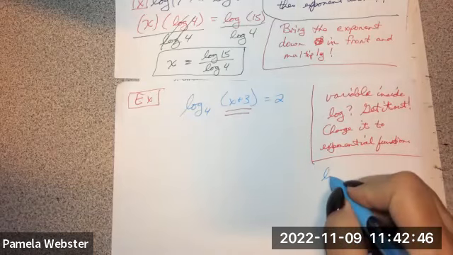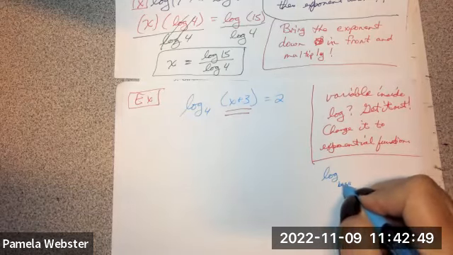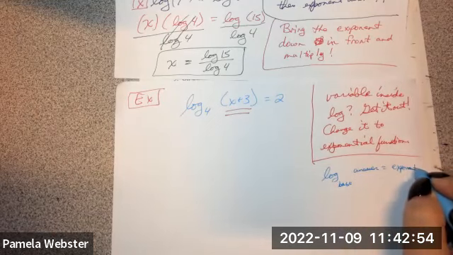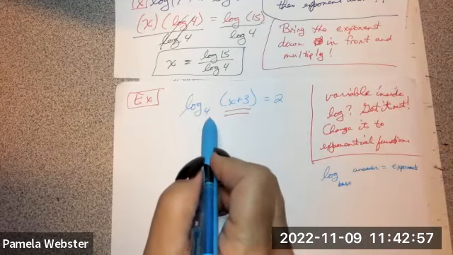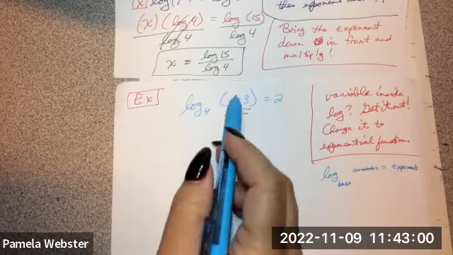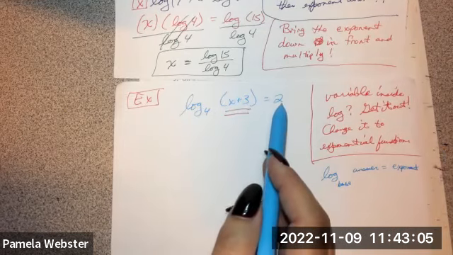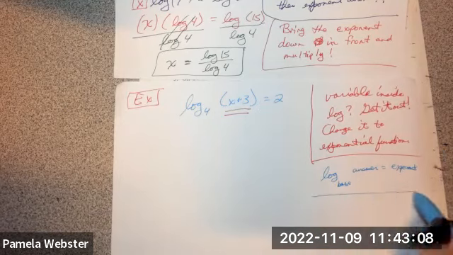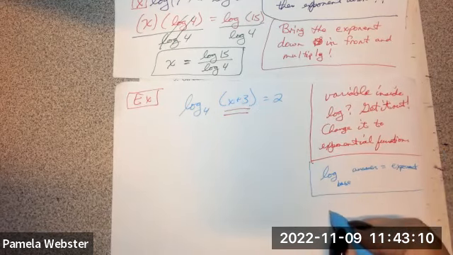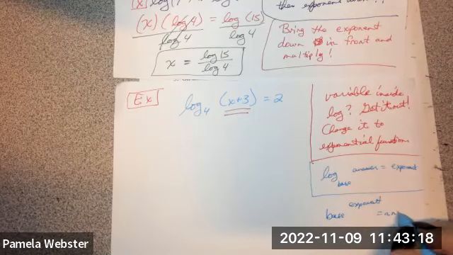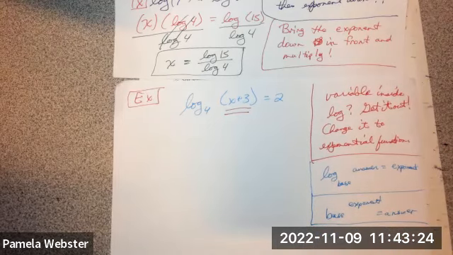So remember that log base answer equals exponent. That's the format that this is in. So the base is a 4. The answer here, the part that's going to be by itself, is the x plus 3, and the exponent is the 2, right? So that's what the log guy looks like, and the exponent guy looks like base raised to the exponent equals the answer.